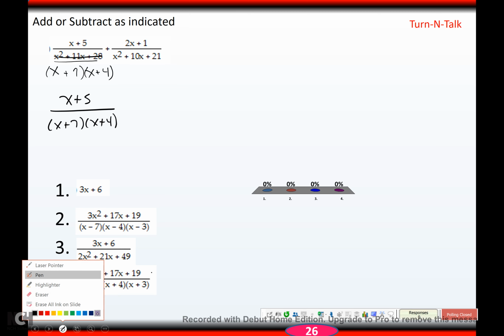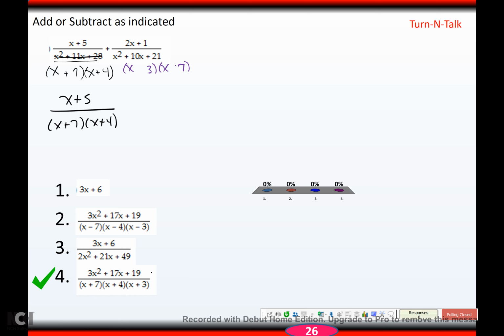If I factor the bottom of my second fraction, again, it should be an easy factor. X times x is x squared. Factors of 21 that make 10 would be 3 and 7. Since c is positive, they both get the middle. So I can rewrite that as 2x plus 1 over x plus 3 times x plus 7.